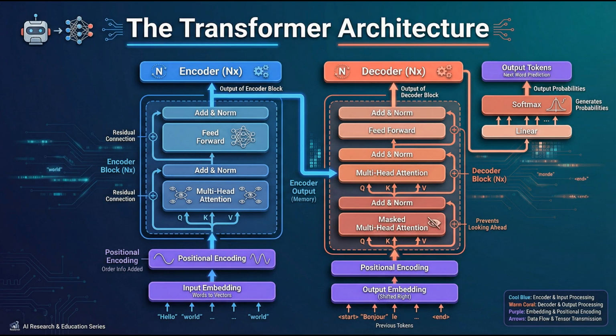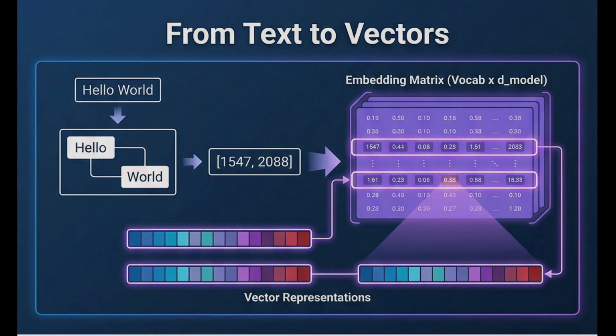At a high level, the original transformer consists of two main stacks, the encoder on the left and the decoder on the right. The encoder processes the input text to understand its meaning, while the decoder takes that understanding to generate the output, one token at a time. Note how the encoder's output feeds directly into the middle of the decoder.